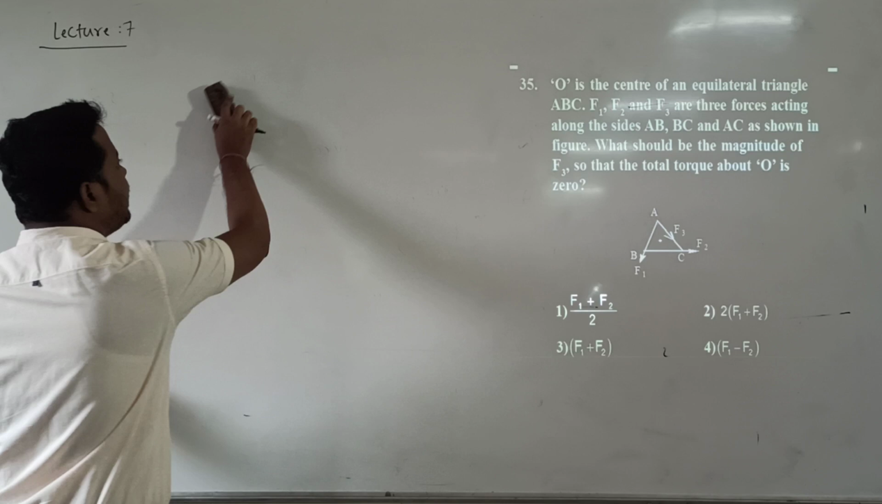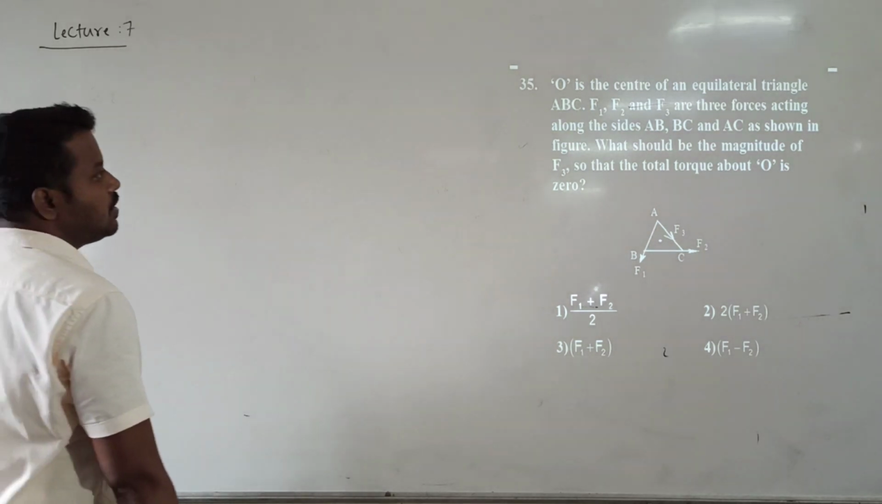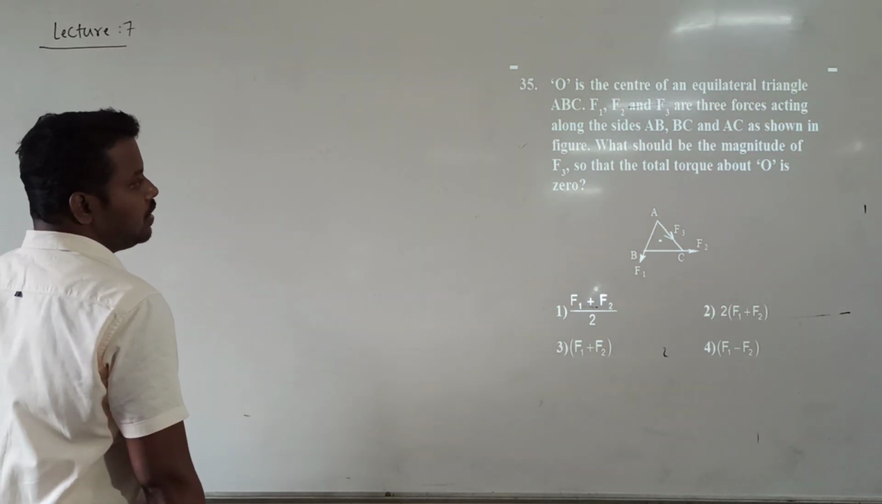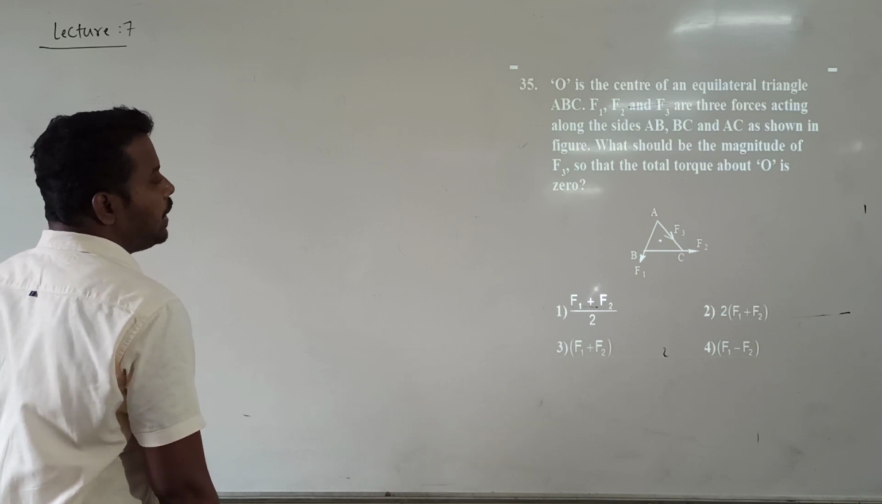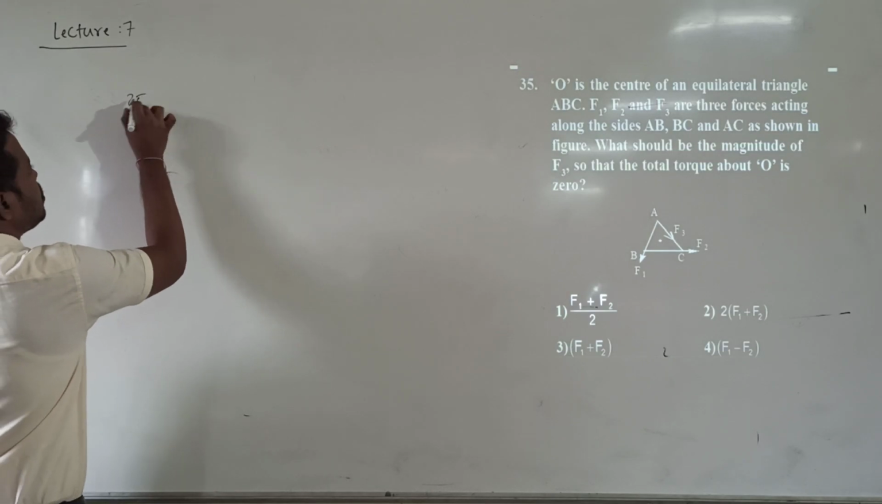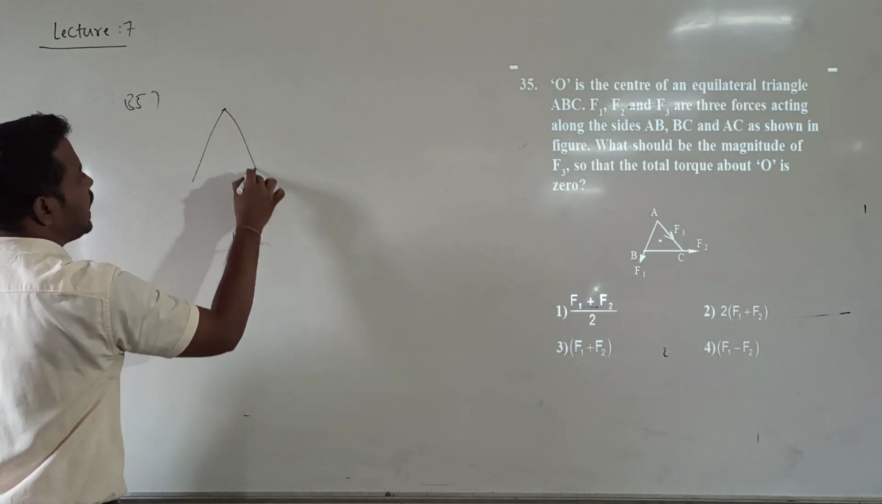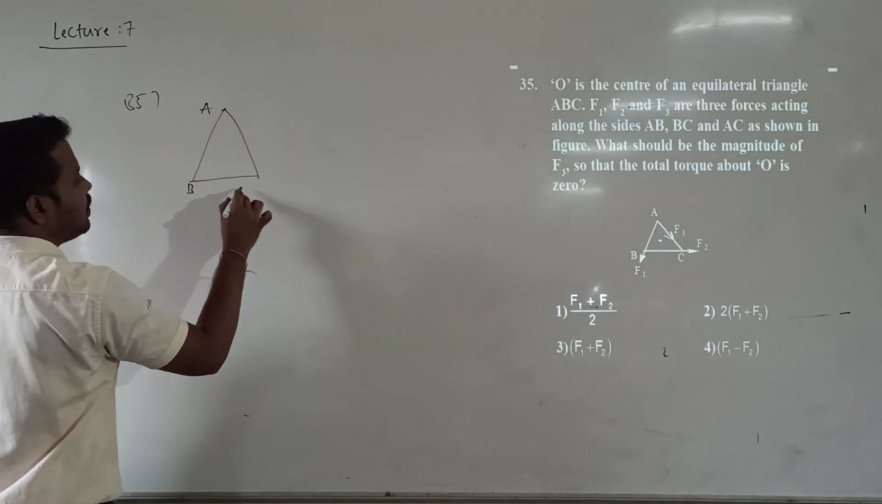So what is this question? O is the center of equilateral triangle ABC. F1, F2, F3 are the three forces acting along three sides, AB, BC, AC as shown in the figure. What should be the magnitude of F3 so the total torque about O is 0? In question number 35, one equilateral triangle is given. The equilateral triangle is named ABC.